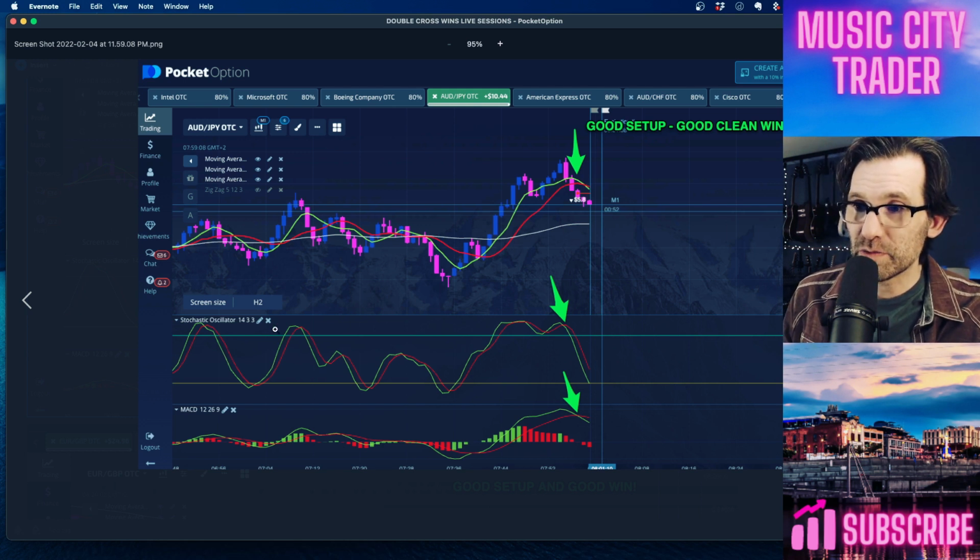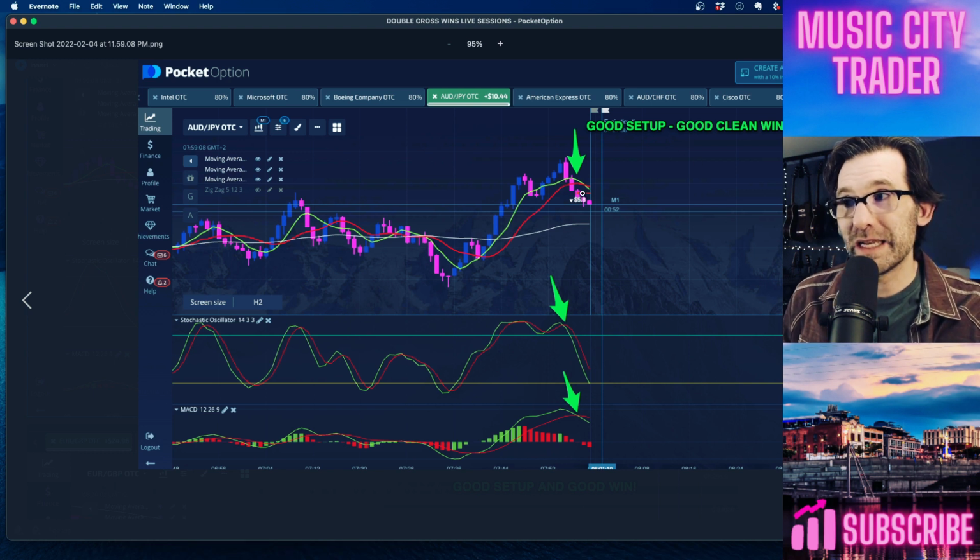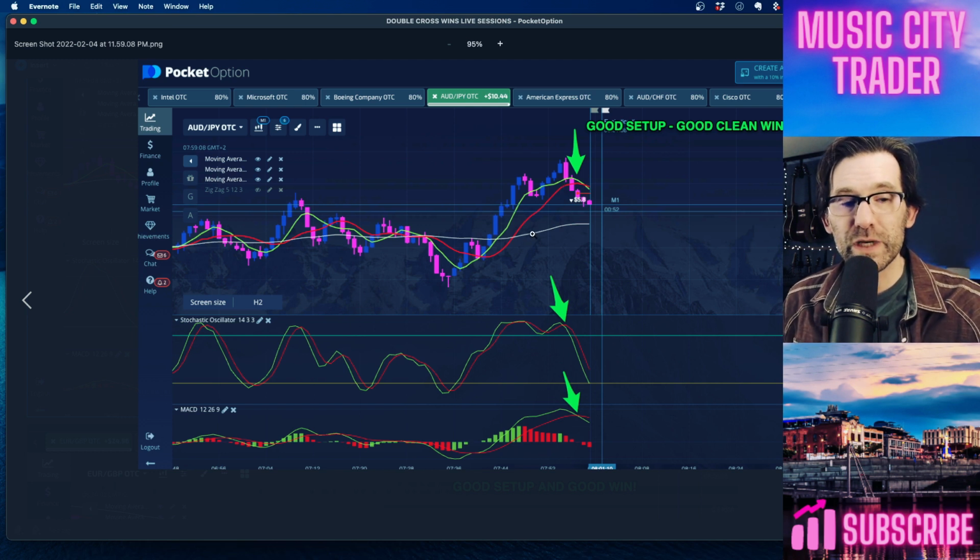In other words, if this white line was moving straight up and it was clearly in an uptrend, you would definitely not take a down bid, even if these are crossing down like that, because you just risk losing. You risk losing too much.